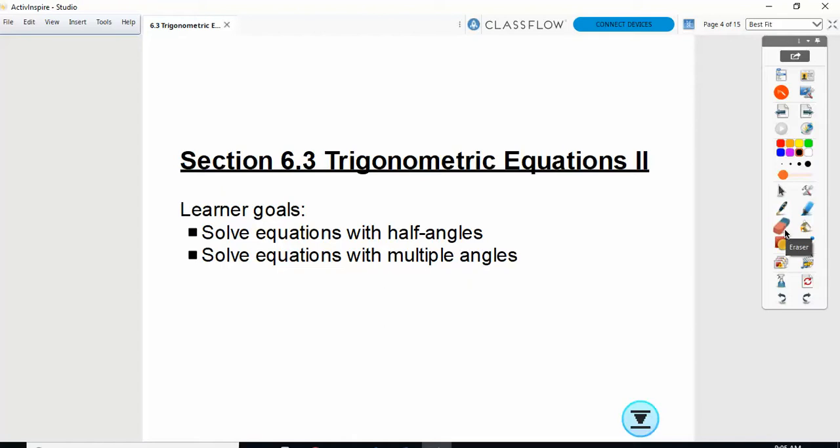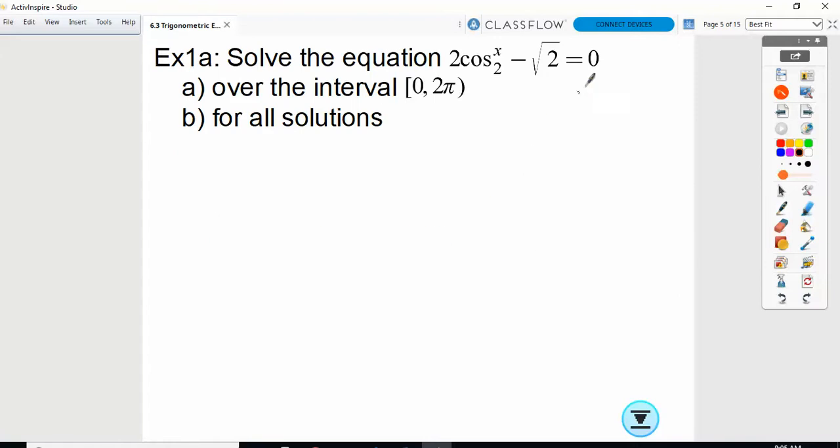Still solving equations. Today's equations, some of them are going to be similar to the ones that we've already done, but some of them have an extra little twist to them. So the first one, I want to solve the equation 2 cosine of x over 2 minus the square root of 2 equals 0. What makes this equation different than the others we have solved so far?